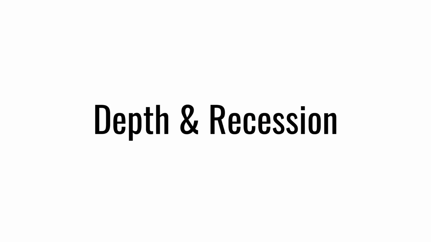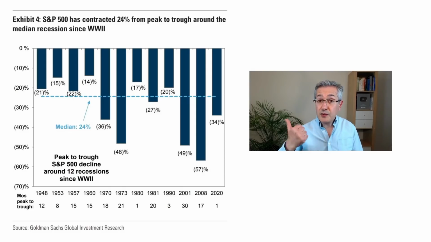The depth of the stock market fall is also affected by recessions. And this graph you can see beside me here from Goldman Sachs Equity Research shows you the median or typical fall during a recession in the United States for the S&P 500. The typical fall is around 24%, but there is a lot of dispersion.